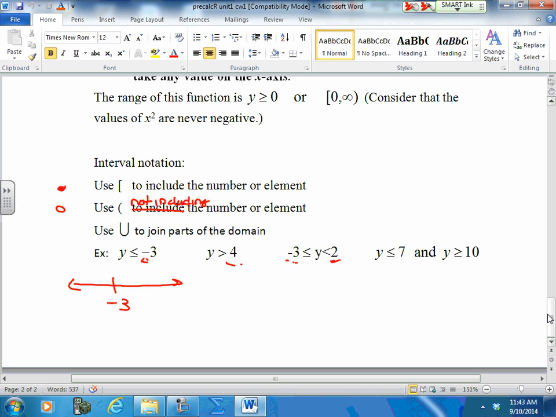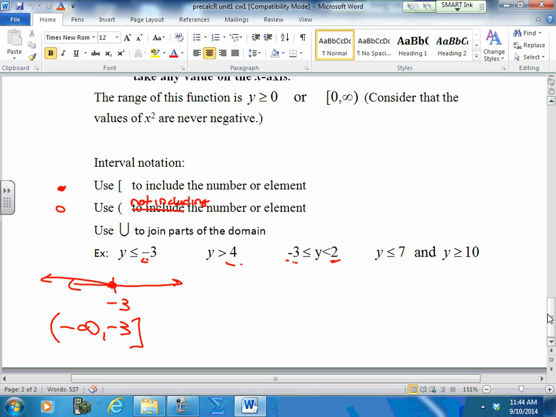Your arrow goes this way, and it is closed. Start like this if you struggle with finding it. Read from left to right. You are coming from negative infinity, and you're going to stop at negative 3. Remember to read from left to right. I have kids in the past give me -3 to -infinity. It has to be in the right order. Read from left to right.